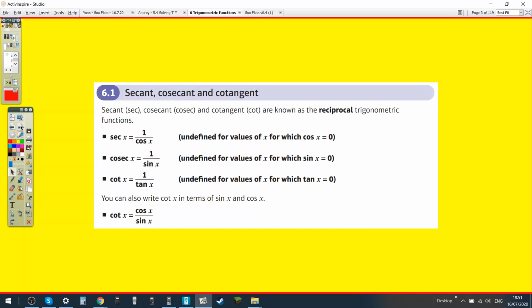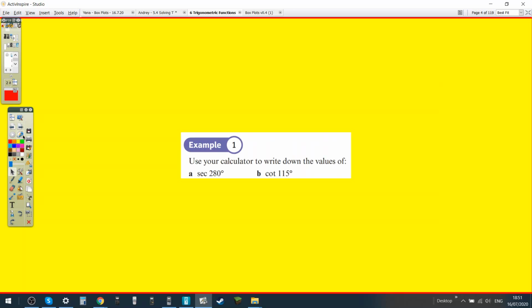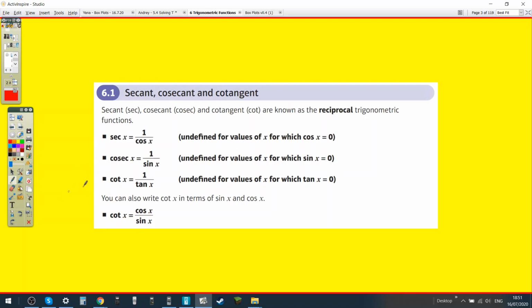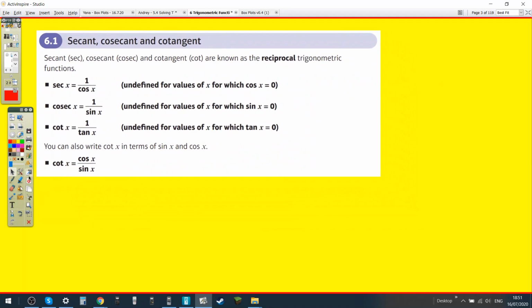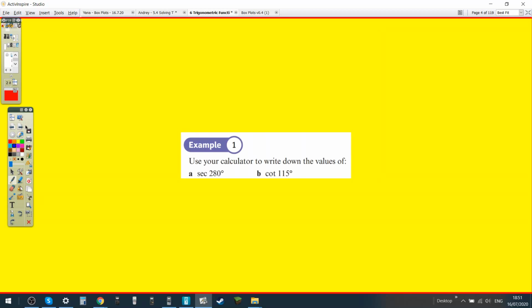Okay, reciprocal trig. Have you seen this before? Secant, cosecant, cotan? It just means 1 over. So tan is sine over cos, and so cotan is cos over sine. So you're just flipping it. And the way you do these, the third letter matches up. The third letter in secant is C, so that's 1 over cos. The third letter in cosecant is S, so that matches up with 1 over sine. And the third letter in cotan is T, that matches up with 1 over tan.